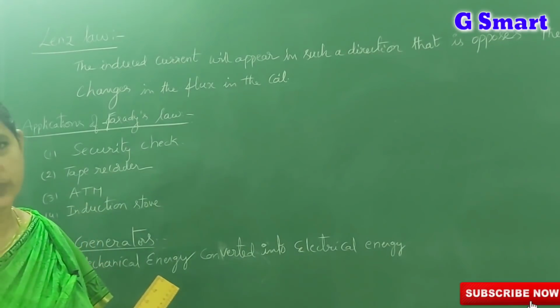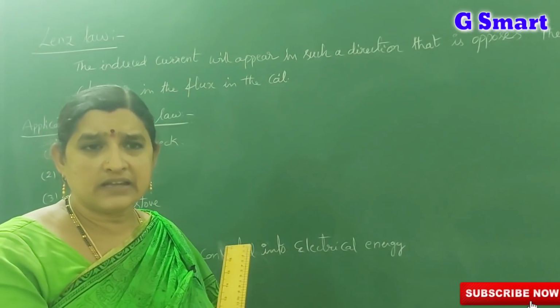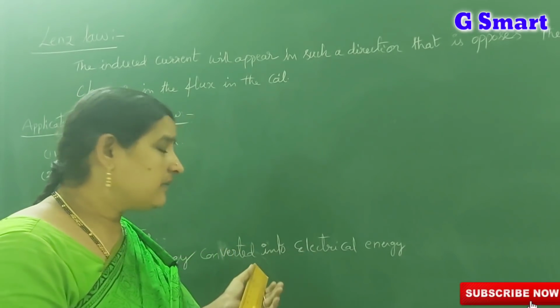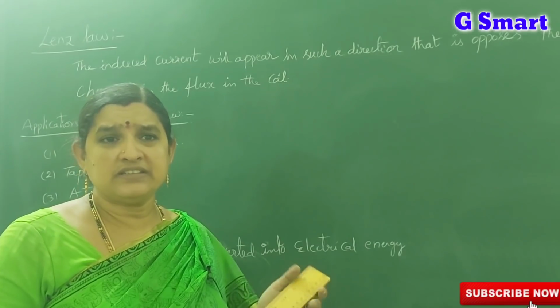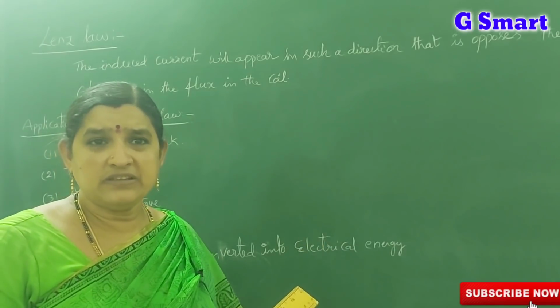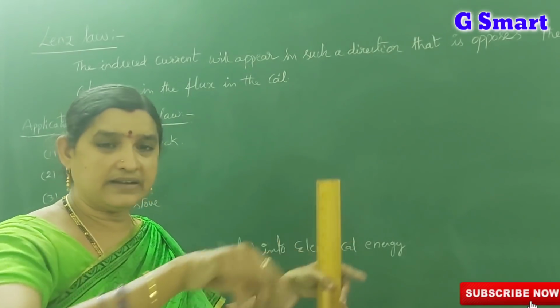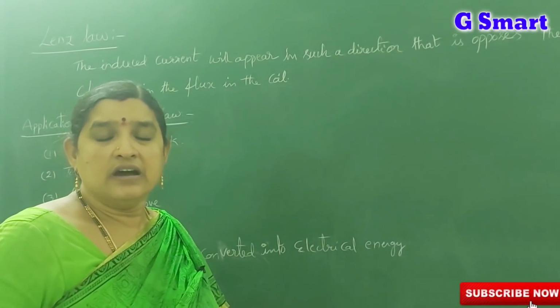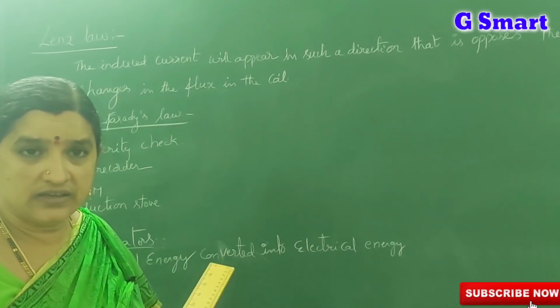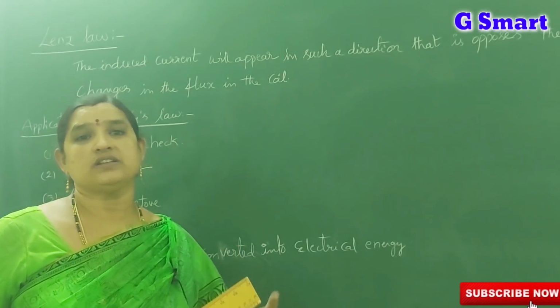Next, induction stove. In an induction stove, beneath the cool surface, there is a metal coil. When an alternating current passes through it, it changes its direction continuously and induced EMF is generated. When you keep a metal pan or metal vessel on the surface of the induction stove, what happens? The induced EMF passes through this metal also.